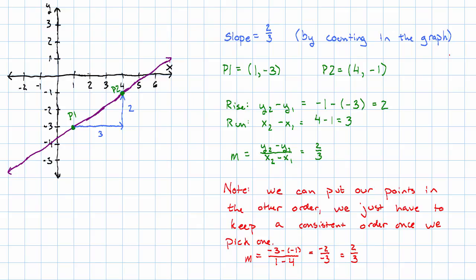That being said, I always like to pick the point on the left as my first point because I like to think about slope going from left to right. It's not wrong to do it the other way, but going from left to right is a good habit.